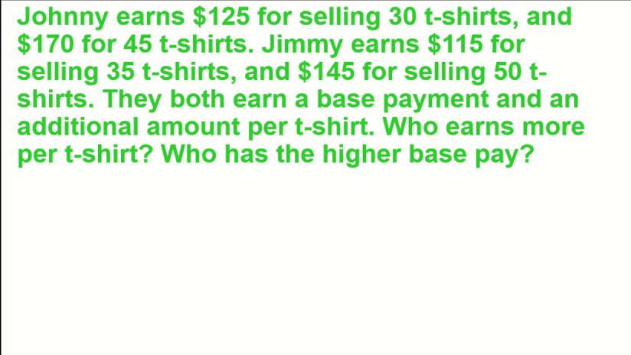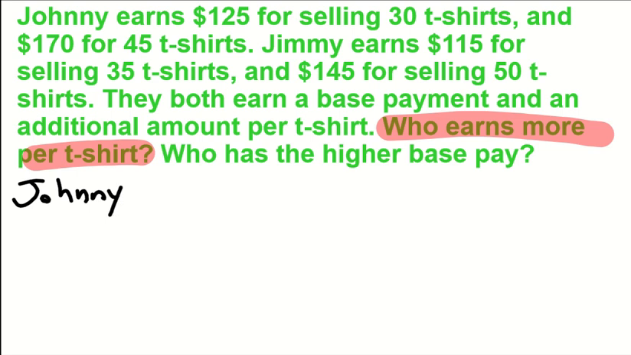Let's go to the first question: who earns more per t-shirt? What are we looking for? Higher numbers, lesser t-shirts. What part of our function? Slope. How do we know slope? Per. Per gives it away. That's going to be the slope we're looking for. So if you remember, for Johnny we just said that equation was 3x plus 35, or y equals 3x plus 35.